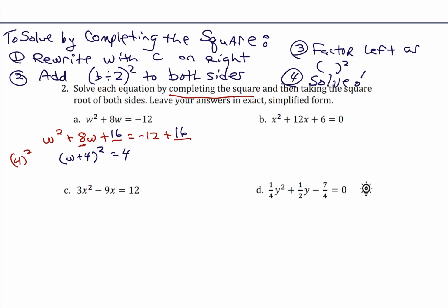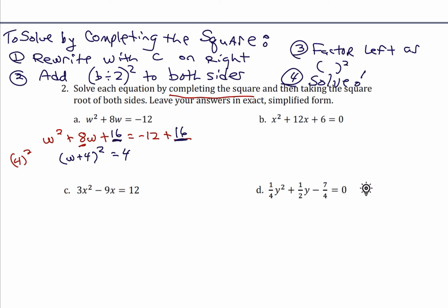Now you might be thinking, we were just lucky this time that we could somehow factor w squared plus 8w plus 16 as a quantity squared like step 3 tells us to do. But actually, it will always work that way if you do step 2 correctly, because you came up with the magic number of 16 that makes that happen.